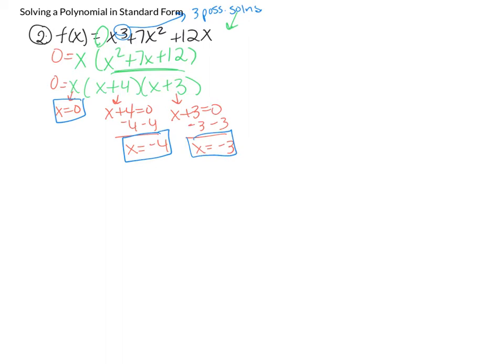Okay. So we're going to look at one more of these that is in standard form. So let's try one more so we can go through all of the possible steps that we might need to take. So let's say we have f of x is equal to 4x cubed minus 8x squared minus 9x plus 18. All right, so I look at this equation and I notice it is not in factored form.